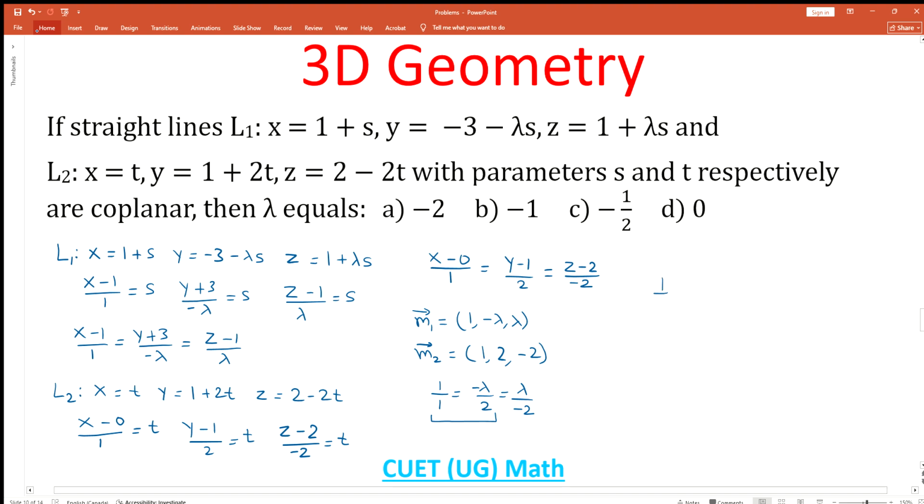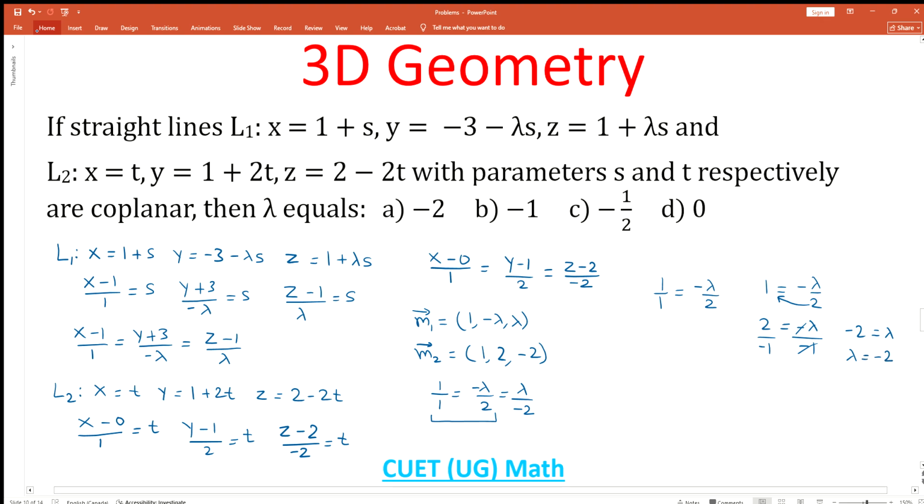I get 1 over 1 equals negative lambda over 2. 1 over 1 is equal to 1. We can cross multiply the 2 to the left side. Next, we can divide both sides by negative 1. I get lambda equals negative 2.